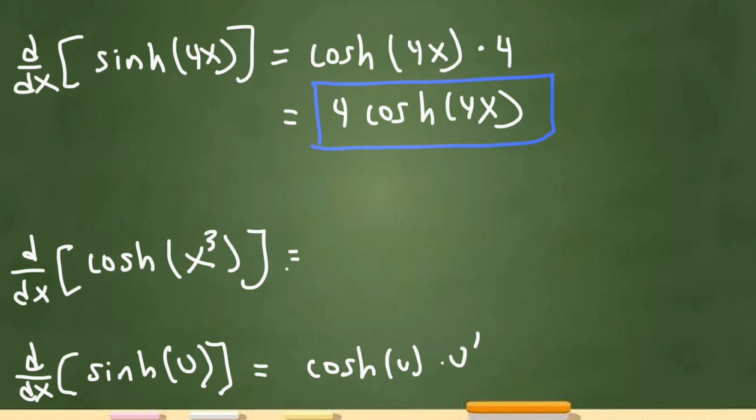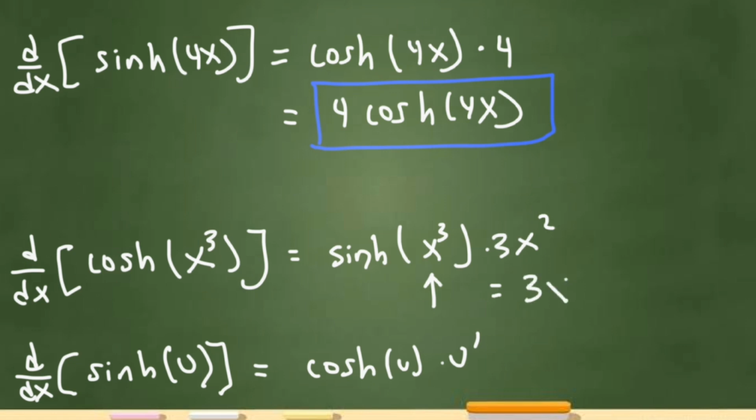For the next one, the derivative of hyperbolic cosine, we know it's hyperbolic sine. We'll keep the inside the same. Take the derivative of x cubed, which is 3x squared. So we can write the answer as 3x squared hyperbolic sine of x cubed.